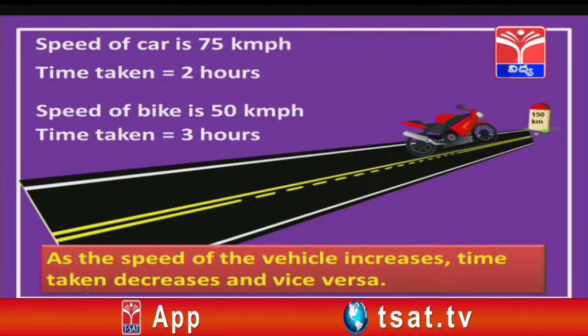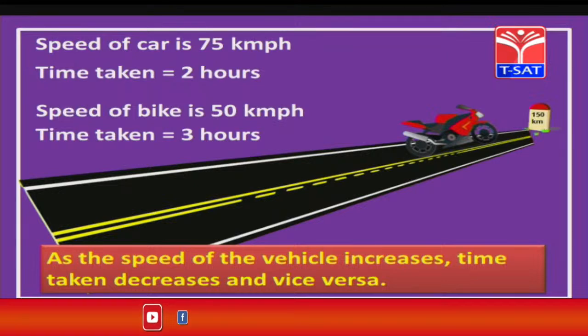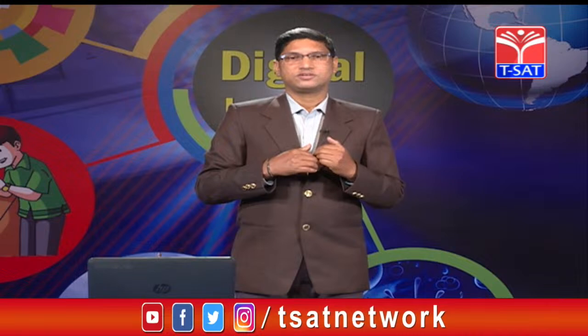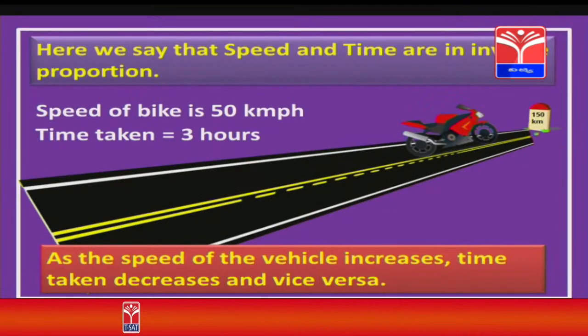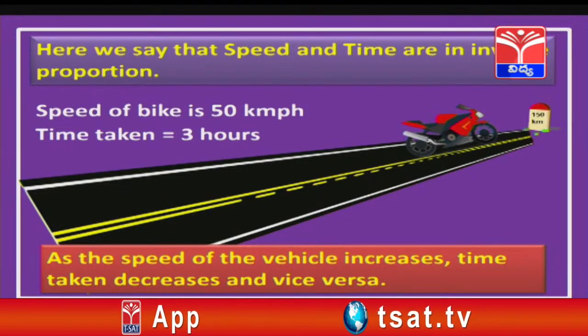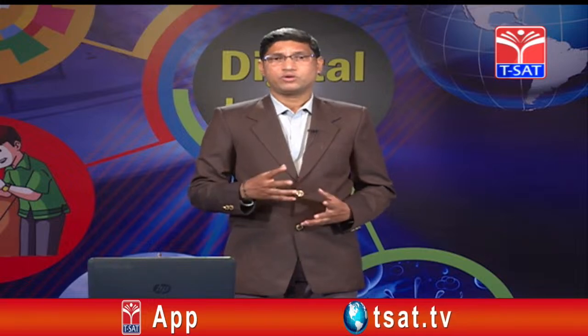Yes, we see that speed is increasing, whereas the other quantity, time taken, is decreasing, and vice versa, that means the reverse of that. So, in such cases we say they are in inverse proportion. So, here we can say that speed and time are in inverse proportion. Now, let us take another scenario, children, where we are going to consider a manufacturing unit.